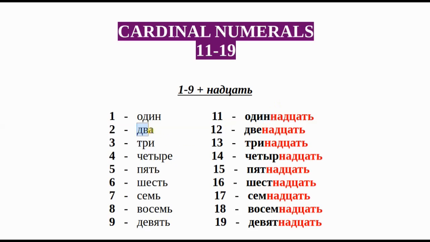Next we have 2, and here is a little change. Два is changed into две, and надцать is added, and we have двенадцать, which is 12. So basically 2 over 10. Next we have 3, which is три. And here it is very easy. We just add надцать to the word три, and we get тринадцать, 13. Next we have 4, which is четыре. Here we drop the ending and add надцать, and we get четырнадцать, 14.